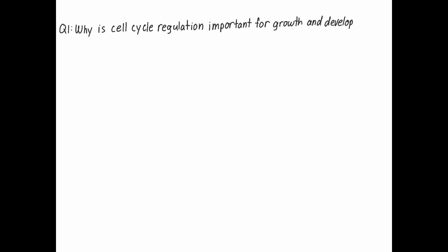And our 2 questions are: why is cell cycle regulation important for growth and development? And what errors in the cell cycle does each cell cycle checkpoint detect?